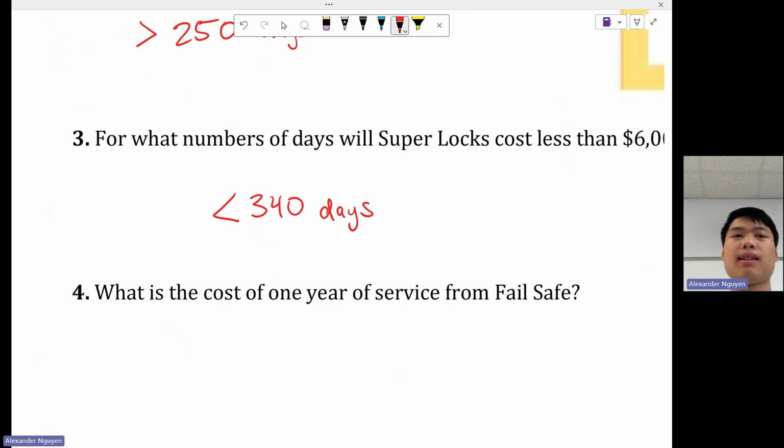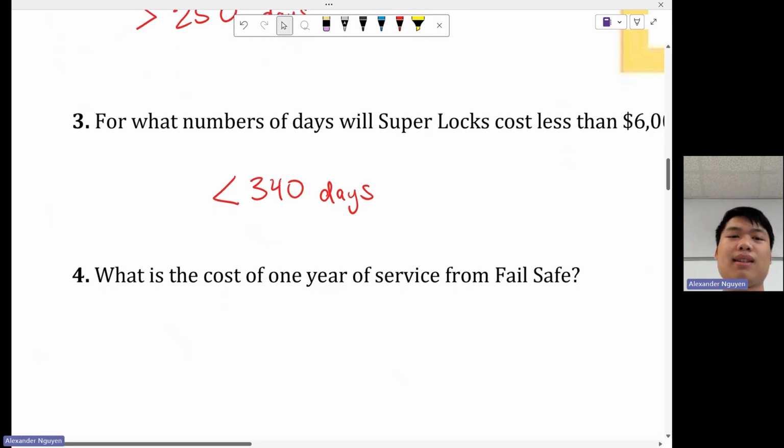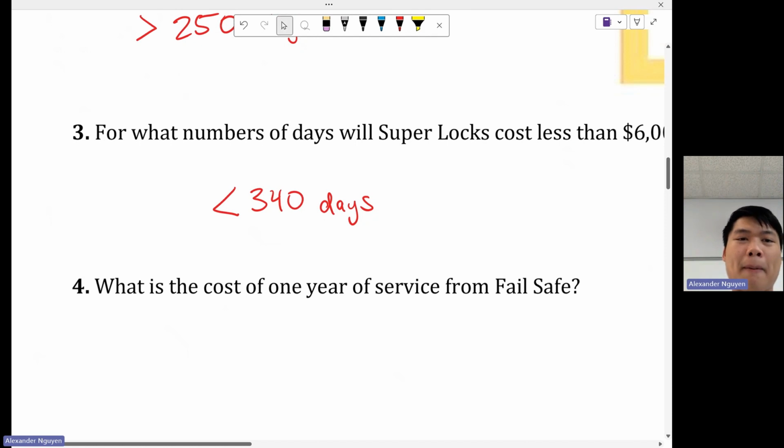Just as a reminder, the greater than sign, when you read it from left to right, starts out greater and then gets smaller. The less than sign starts out small and it gets bigger, so that means that side is less than.